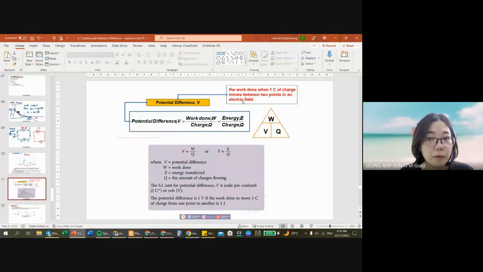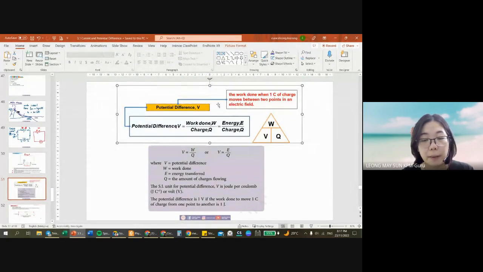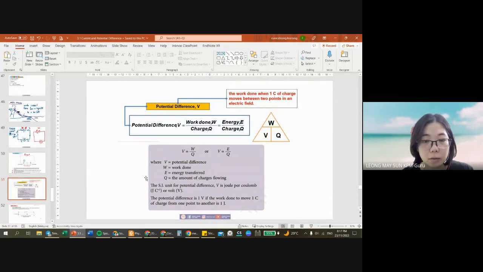Okay, so from the definition, potential difference, V, is the work done, W, over the charge, because one coulomb of charge. So work done can be interchanged with energy. Okay, you can either use W or you can use E depending on you, all right, depending on the question also. So always remember, W and E can always interchange. Work done and energy can always interchange.